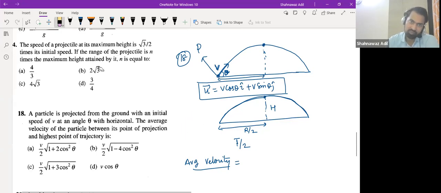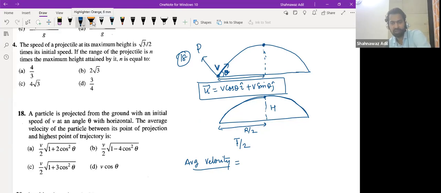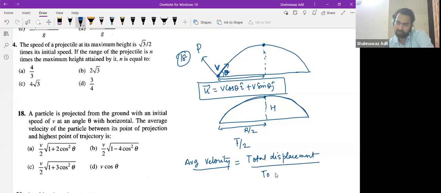But we do one thing. The first formula for average velocity. So what was the average speed? Total displacement by total time. Is this okay, everyone? Yes, sir. So total displacement from here to here would be what? This, right? So this is my total displacement.